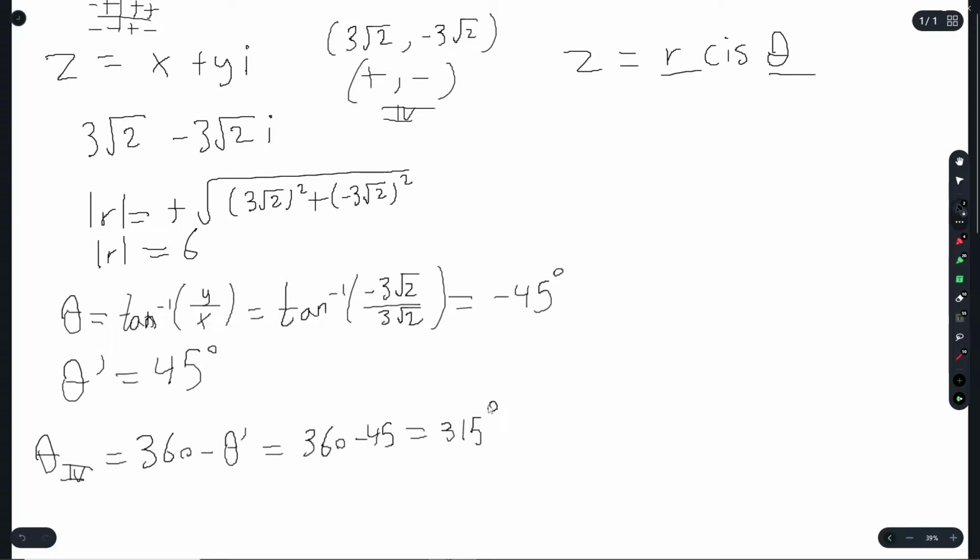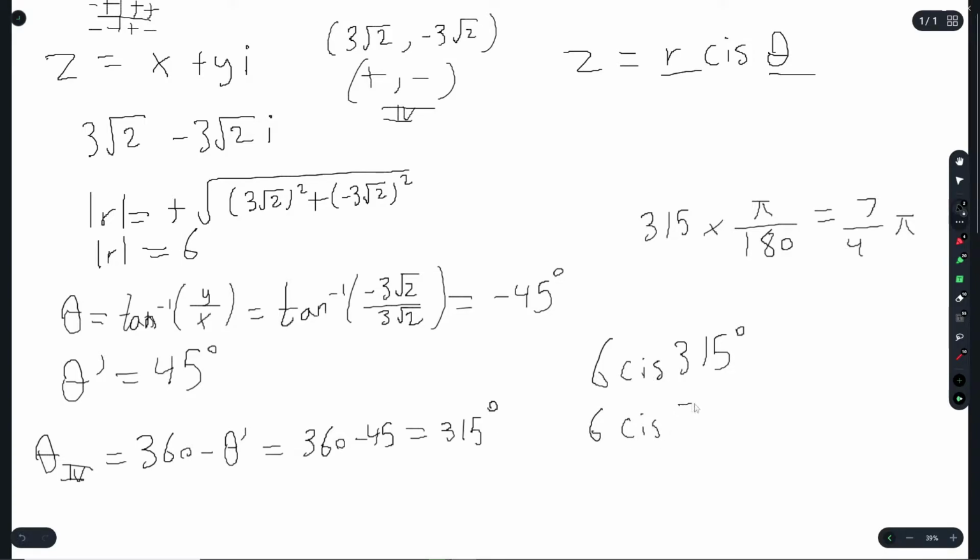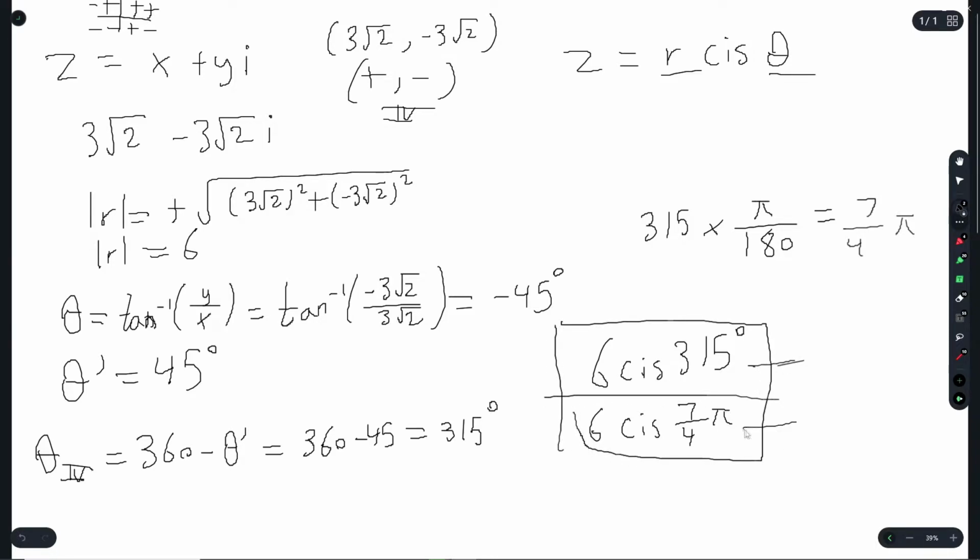So it depends on whether they ask you to write it in degrees or radians. If they ask you to write it in degrees, it will be 6 cis 315. If they ask you to write it in radians, you have to convert it to radians first. So 315 times pi over 180, which will give you 7 over 4 pi. So it will be 6 cis 7 over 4 pi. That's our two answers. It depends on which form they ask us in. This one is in degrees, and this one is in radians.